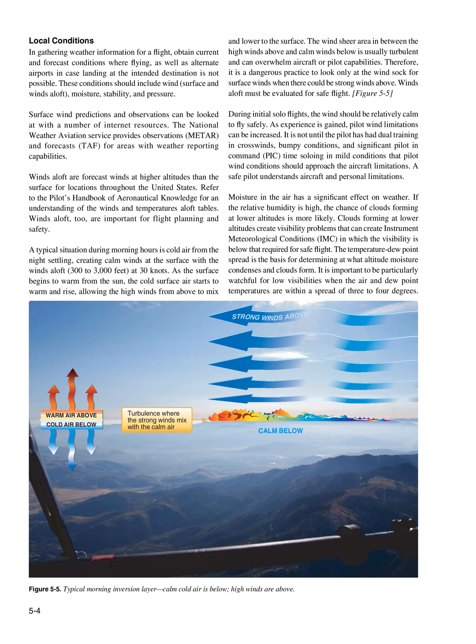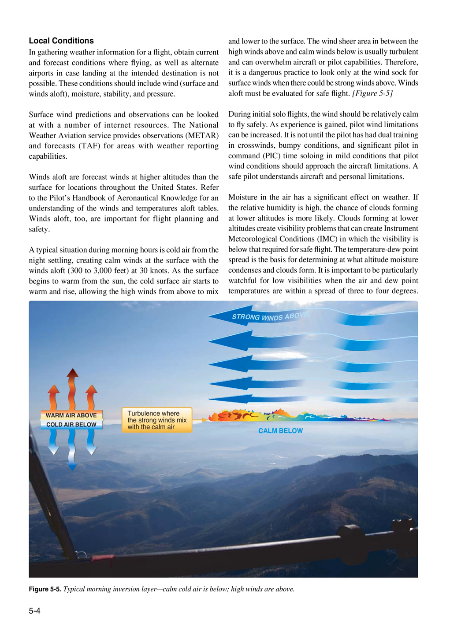Local conditions in gathering weather information for a flight. Obtain current and forecast conditions where flying, as well as alternate airports in case landing at the intended destination is not possible. These conditions should include wind, surface and winds aloft, moisture, stability, and pressure.